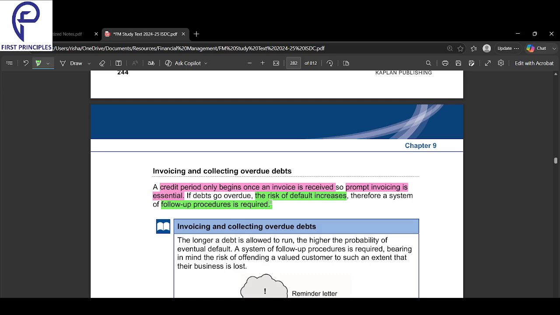A credit policy only begins once the invoice is received. The moment the invoice is received, only then does the credit policy begin. So what you should do is prompt invoicing. Immediately you should make an invoice and give it. And if debts go overdue, the risk of default increases. Therefore, a follow-up system should be there.